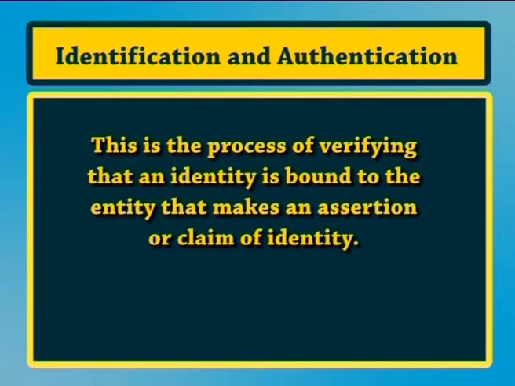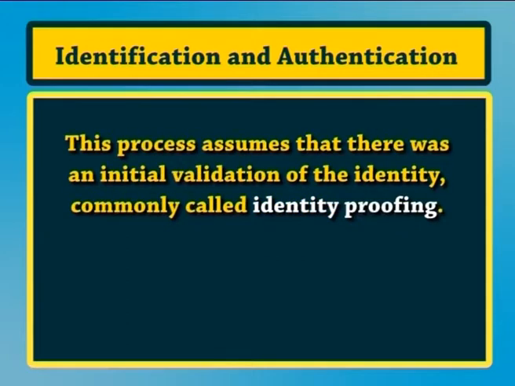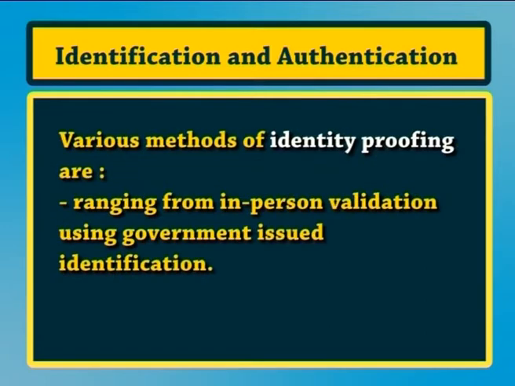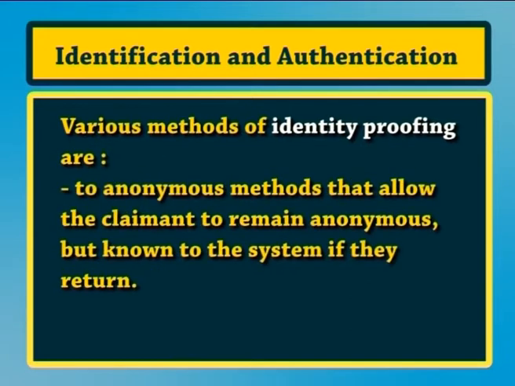Identification and authentication is the process of verifying that an identity is bound to the entity that makes an assertion or claim of identity. The identification and authentication process assumes that there was an initial validation of the identity, commonly called identity proofing. Various methods of identity proofing are available, ranging from in-person validation using government issued identification to anonymous methods that allow the claimant to remain anonymous, but known to the system if they return.